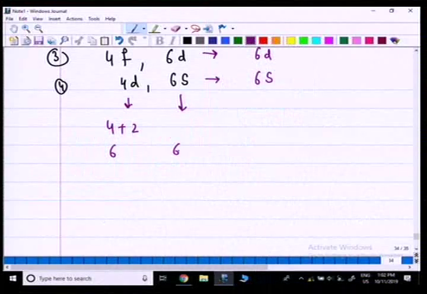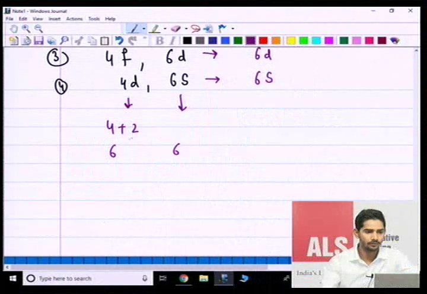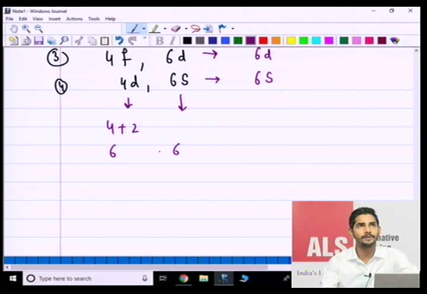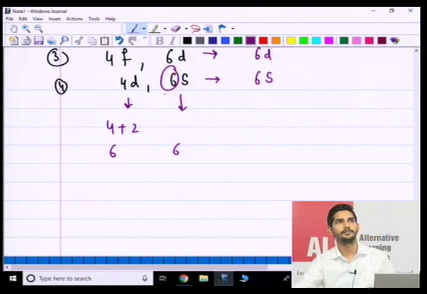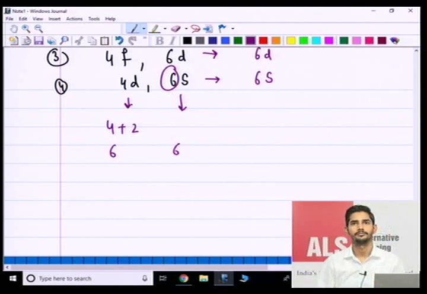You can calculate the n plus L. So n plus L will be 4 plus 2, which is 6, and the other is also 6. So obviously, we cannot decide on the basis of n plus L. That's why we will decide on the basis of n. So here, this one has got the higher n. That's why 6s is the answer. Clear?